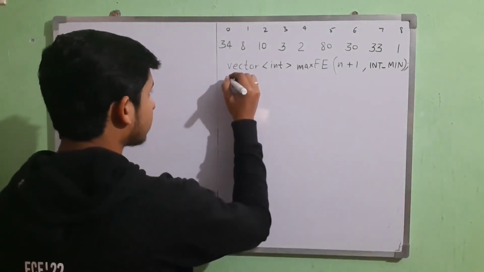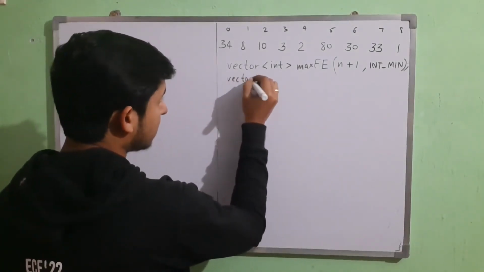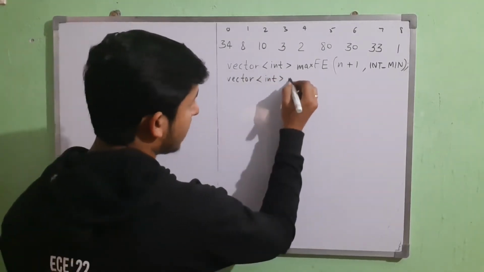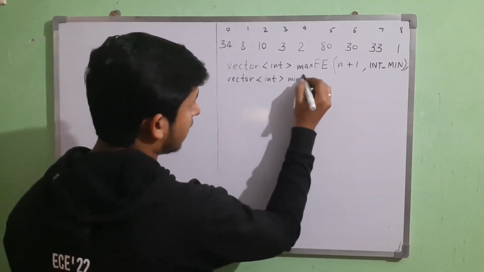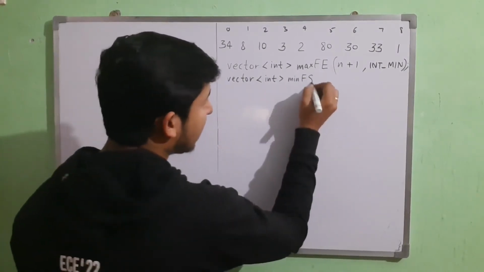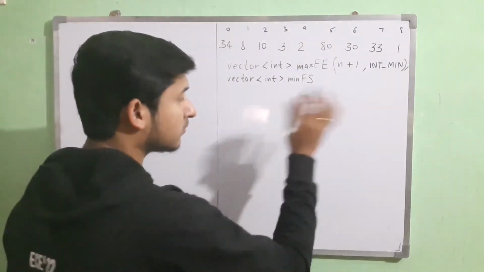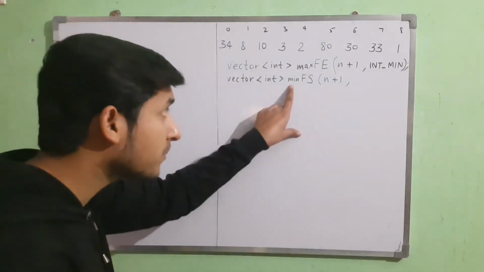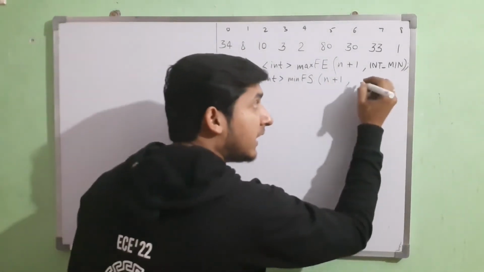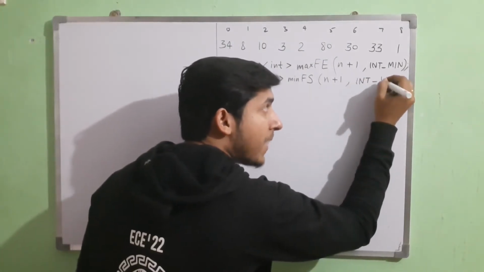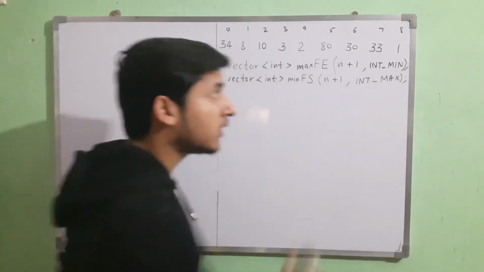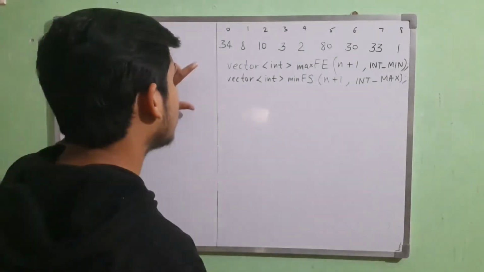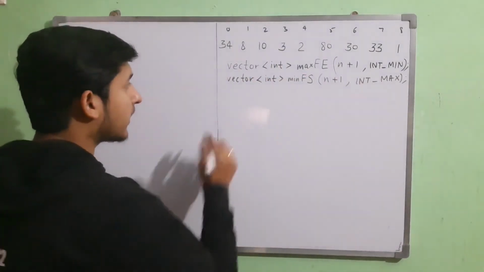Same way, there should be a vector of integer type, min from starting, or I can write left, but that doesn't matter. N plus 1 is the size, and now because it is storing min, the initialization value should be int max, right? Now I have to fill these two vectors, okay?